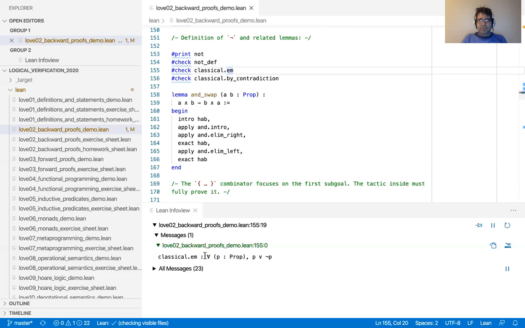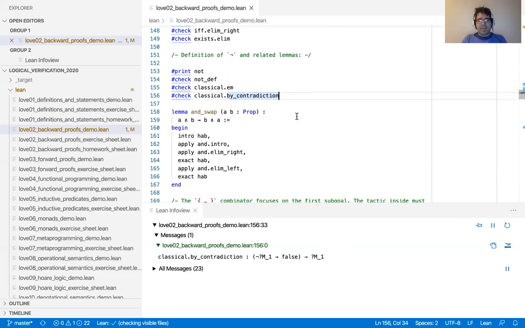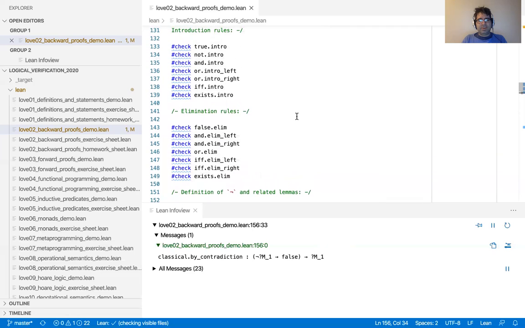So yeah, excluded middle says that for any proposition, either you have P or not P, right? And you also have the principle of proof by contradiction. So you want to prove here M1, well, you assume the negation and you prove false. And this is quite similar to what we saw with the not intro. But here you had a not, and you had none here. So that's a proof of negation.